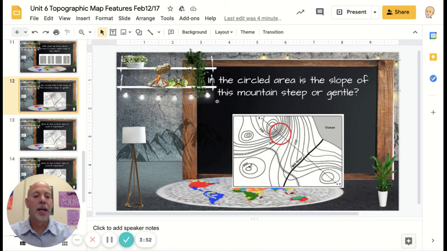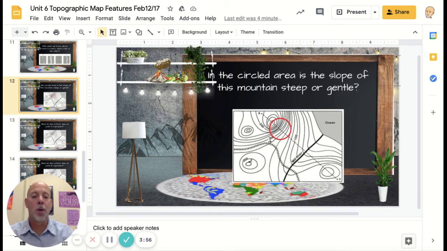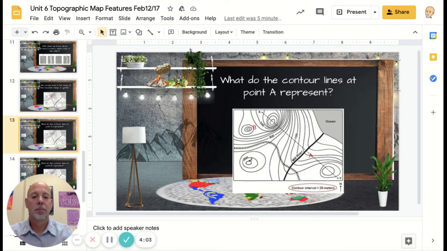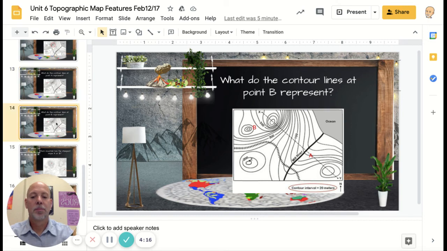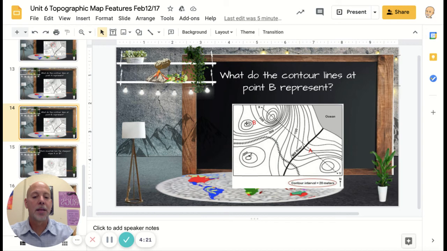In the circled area is the slope of this mountain. Is it steep or gentle? Based on what we know about contour lines, is this steep or gentle sloping? What do the contour lines at point A represent? This point right here. What does that represent? That bend. What is that representing? What do the contour lines at point B represent? These ones right here, the closed circles. What do those represent?